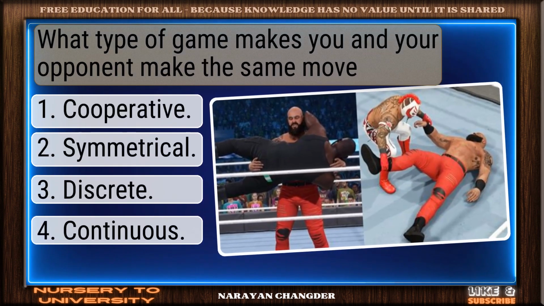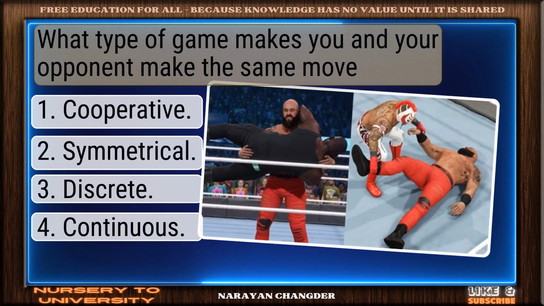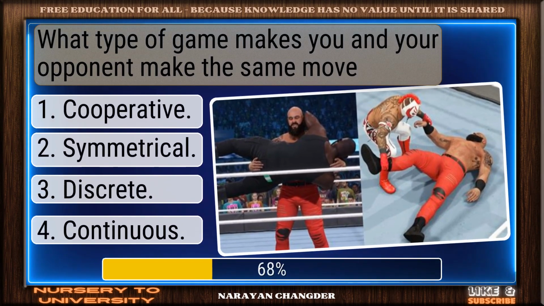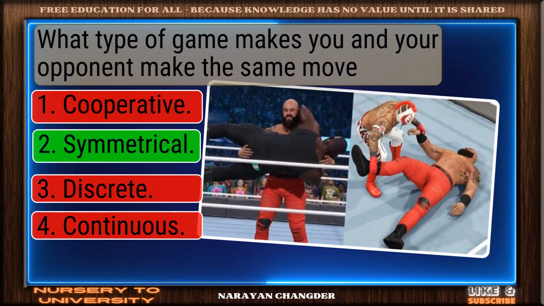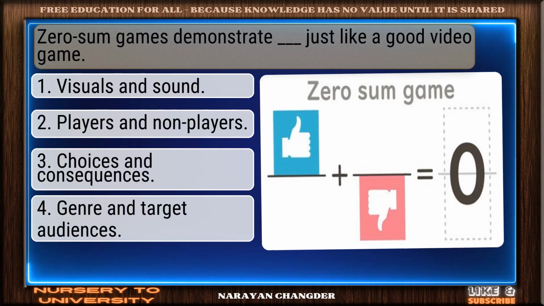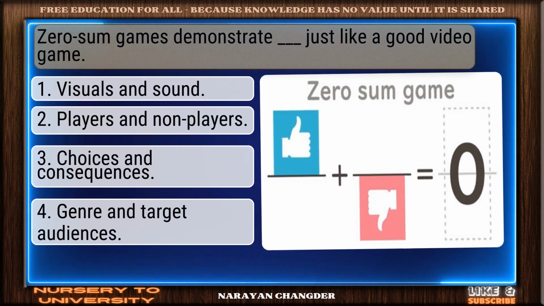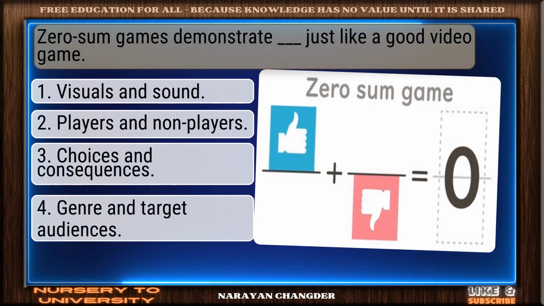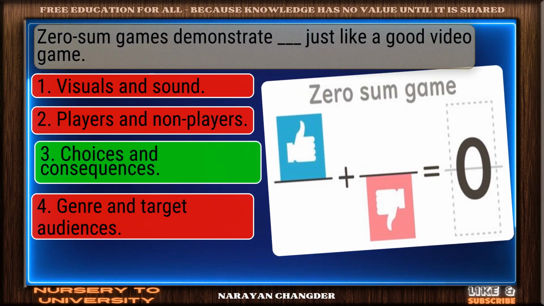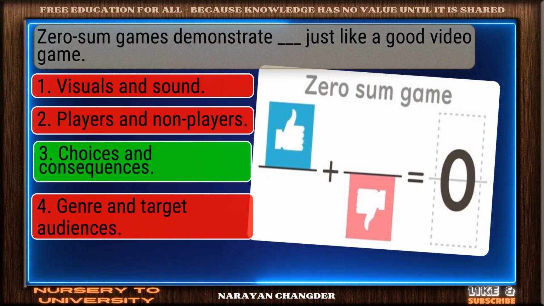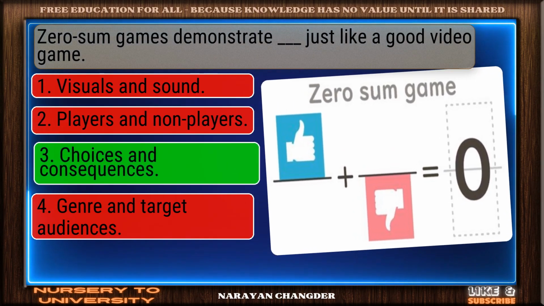What type of game makes you and your opponent make the same move? You got it. Your choice symmetrical is right. Zero-sum games demonstrate dash, just like a good video game. Clear logic. Your choices and consequences is sound and 100% true.